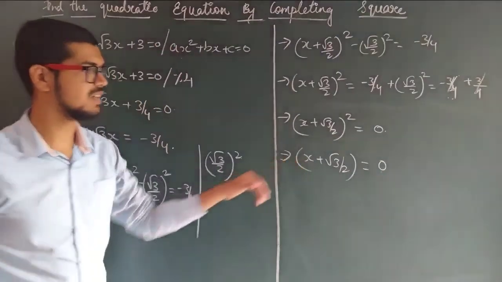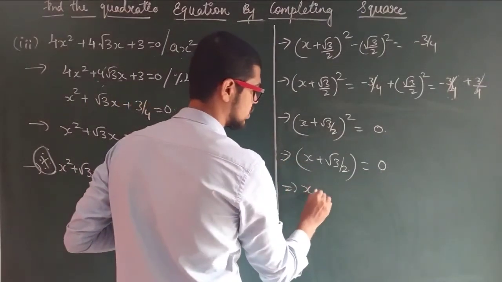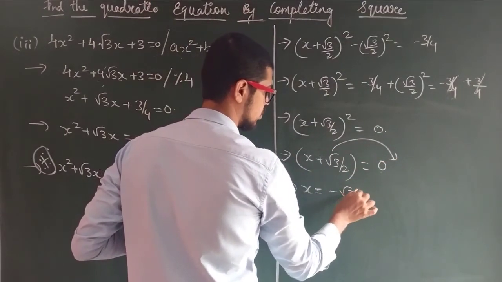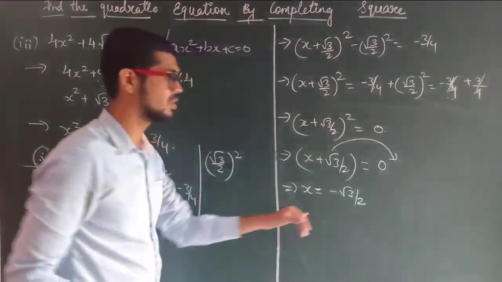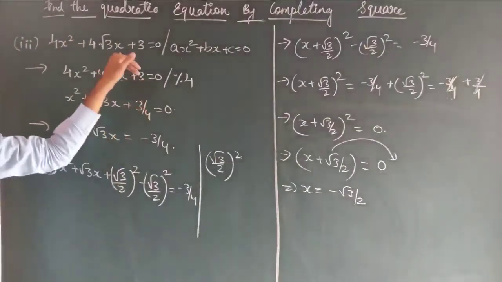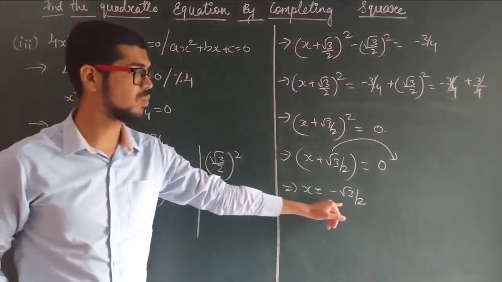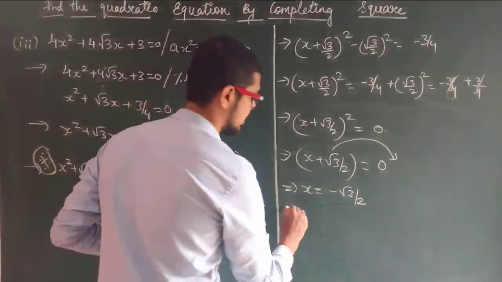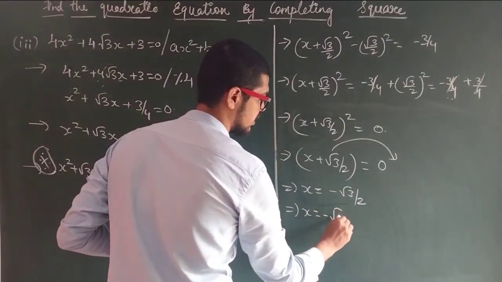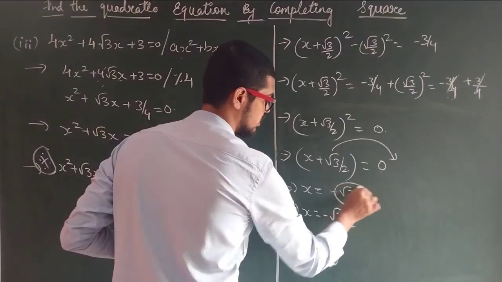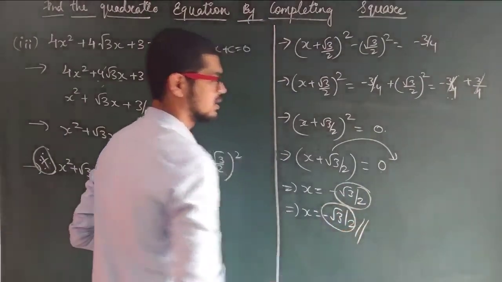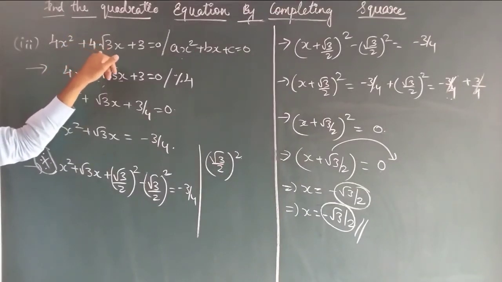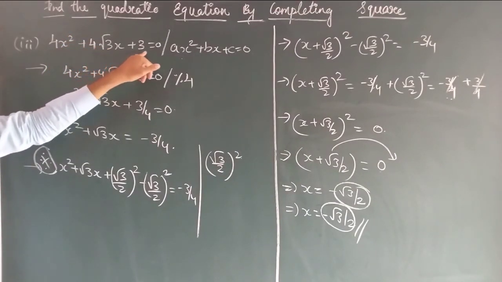Now from this, what will I get? I will get x is equal to, shift this term towards the right hand side, so this is minus root 3 by 2. Now since quadratic equations will have two roots, here I have got one value of x, write down the same value of x here. That is x is equal to minus root 3 by 2. So these are the two answers for the same quadratic equation, that is 4x square plus 4 into root 3 into x plus 3 is equal to 0.